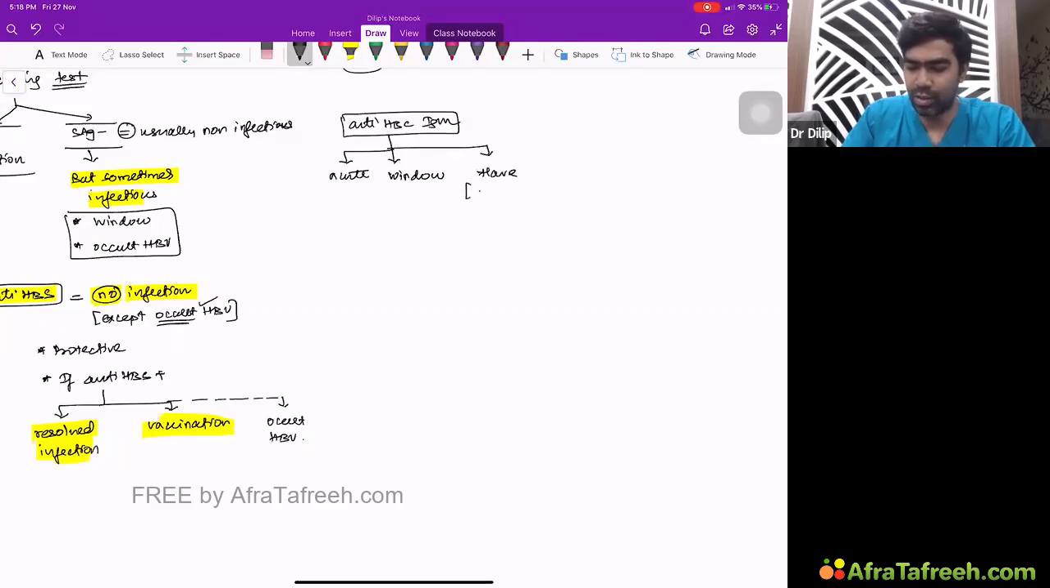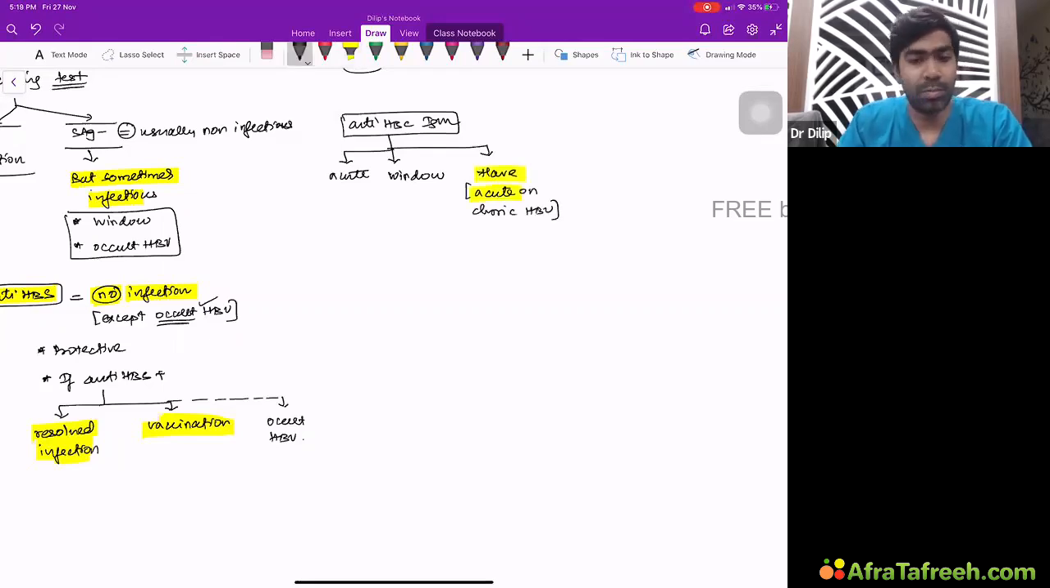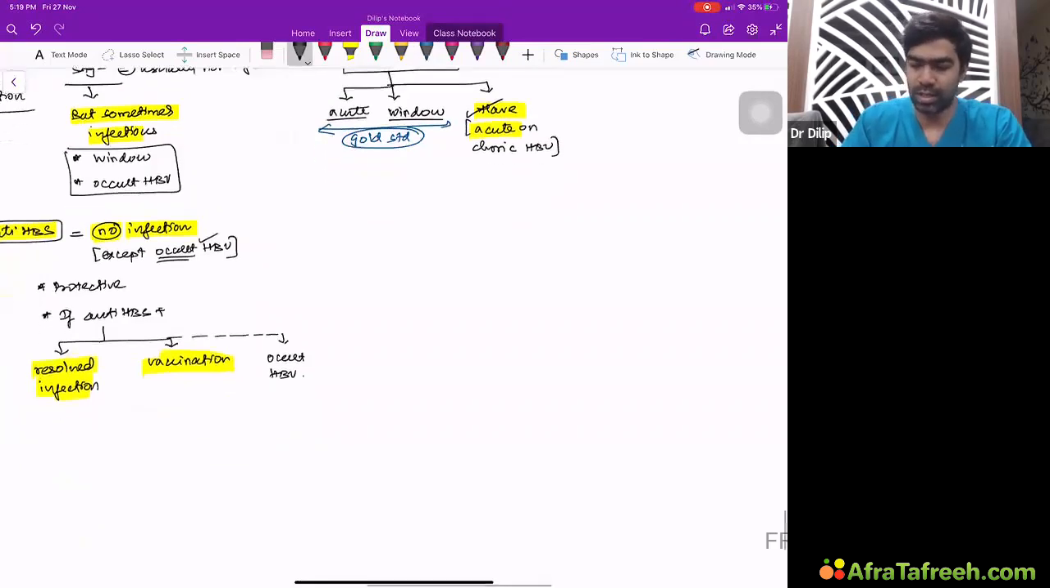Flare is referred to as an acute on chronic HBV, or acute on chronic hepatitis B virus infection. So during a flare, it can be positive, but usually it disappears in chronic infection. Very commonly it disappears in chronic infection, except at the time of a flare it can reappear. But for acute or window period, anti-HBc IgM is considered to be the gold standard. So to diagnose an acute infection or a window period, anti-HBc IgM is supposed to be the gold standard.